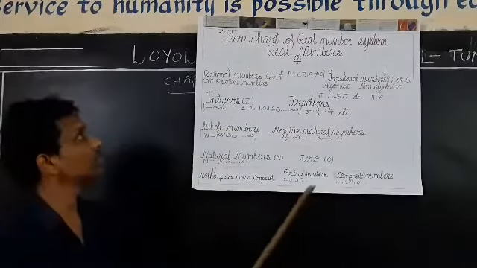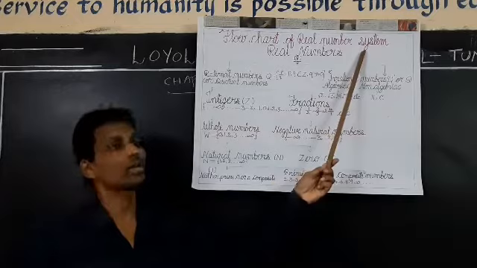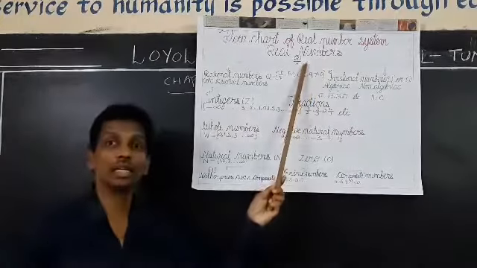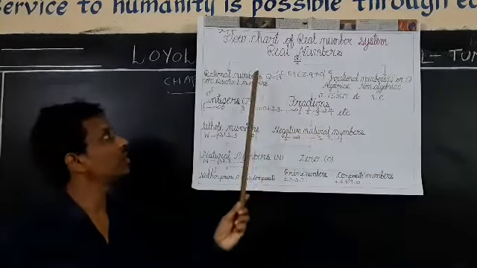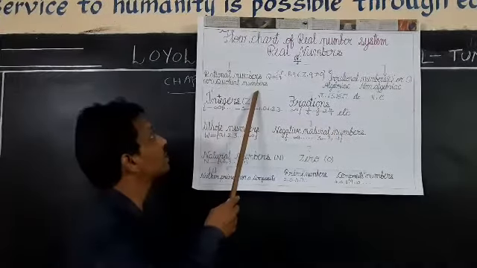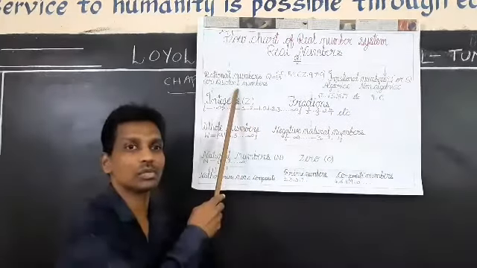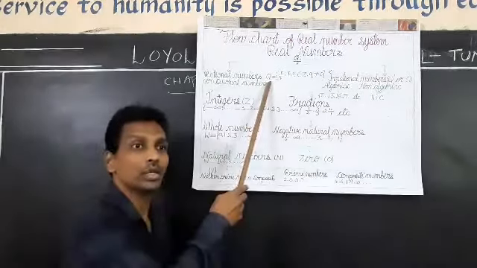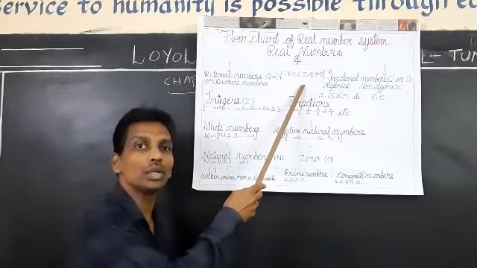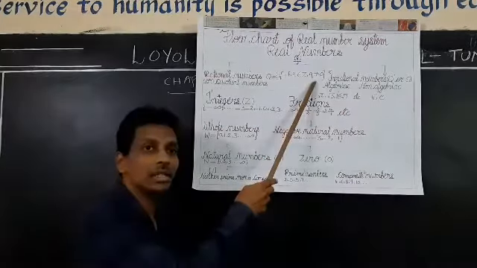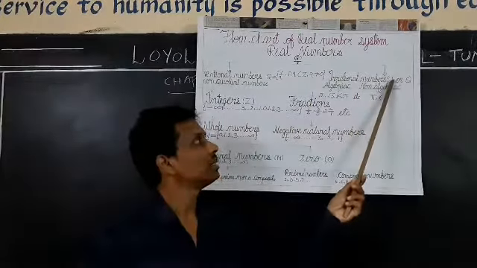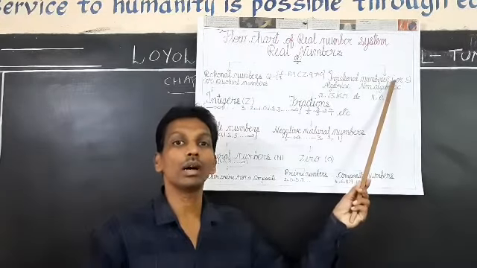Okay, listen. Flow chart of real number system. Real numbers, of course, which are represented by the letter R. Real numbers are divided into two parts. What are they? Rational numbers are coefficient numbers, which are represented by the letter Q. We know they are in the form of P by Q, where P and Q are belonging to set of integers and Q is not equal to 0. And the next one is irrational numbers. They are represented by the letter Q dash or S.